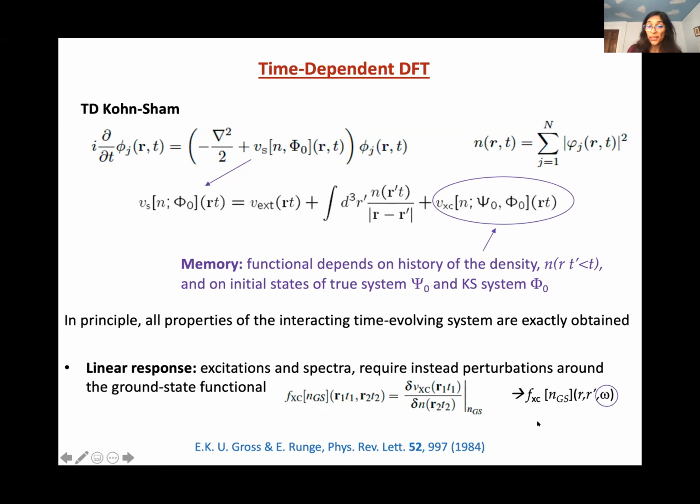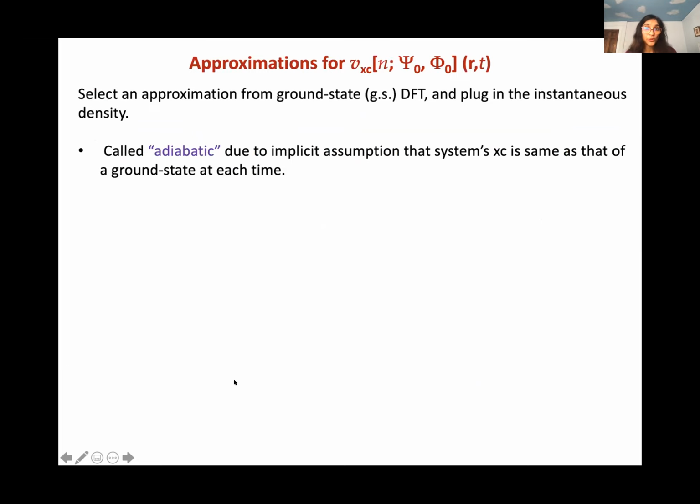And the point is that this is usually done in the frequency domain, and memory then endows this with a frequency dependence because of the dependence of VXC at t1 on densities at earlier time t2, right? So it's not just a delta function, and this ends up giving a frequency dependence to the kernel. Okay, so how do we treat these in practice?